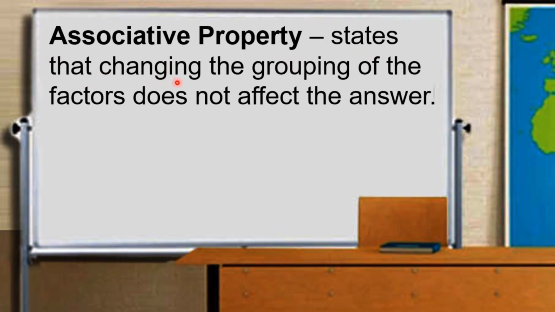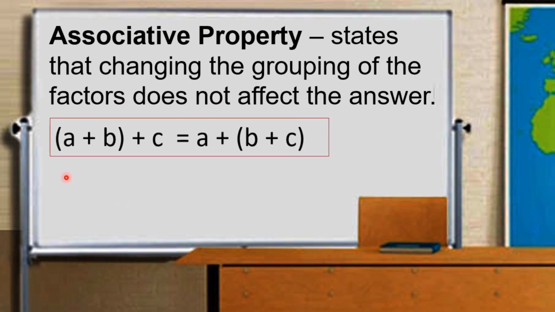The second one is the associative property. It states that changing the grouping of the factors does not affect the answer. So it goes like this: (a plus b) plus c equals, and then ilabas natin mula sa parentheses si a, and then ang pagsamahin natin ay si b at c. Kaya naging siyang a plus (b plus c).